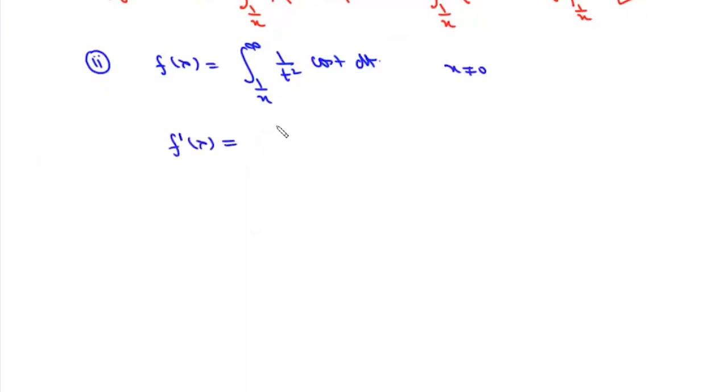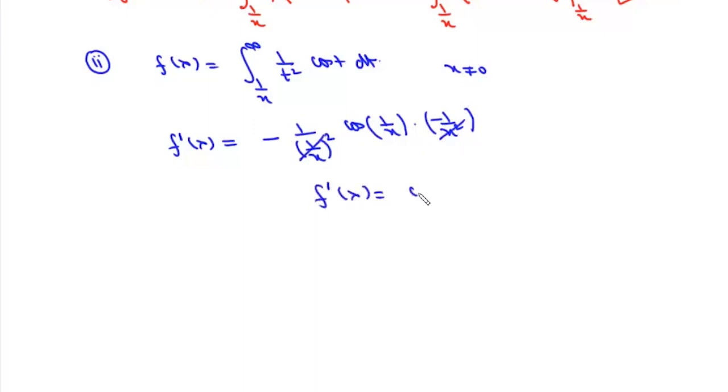So we can write this as f dash x. Now this is minus and it'll be 1 upon x square cos 1 by x, and here it'll be minus 1 upon x square. Now this minus and minus cancel and x square will also cancel. So we'll get f dash x as cos 1 by x, or we can write f dash 1 upon pi will be equal to cos pi, and cos pi is minus 1. So the answer to this part 2 is minus 1.